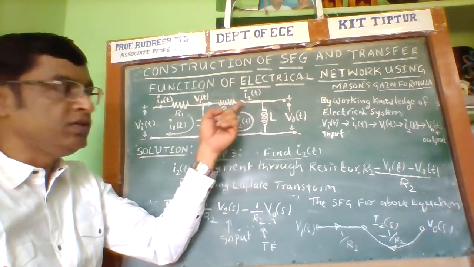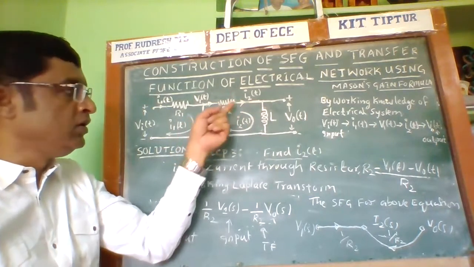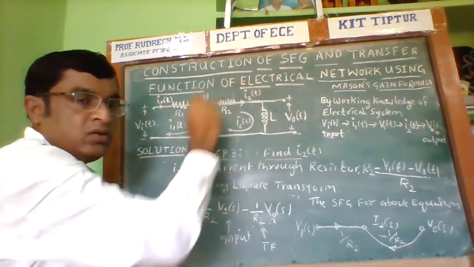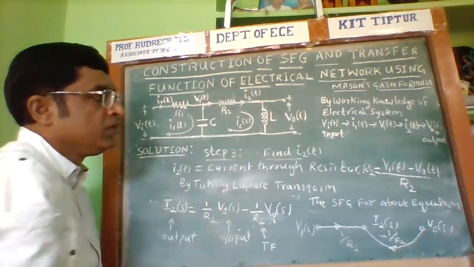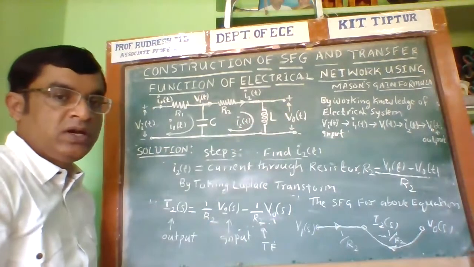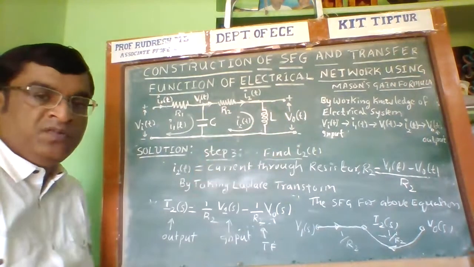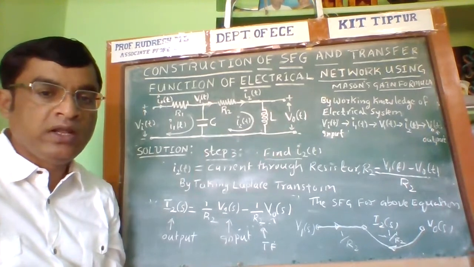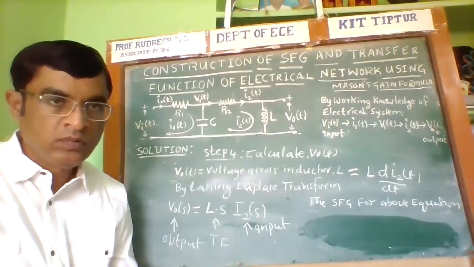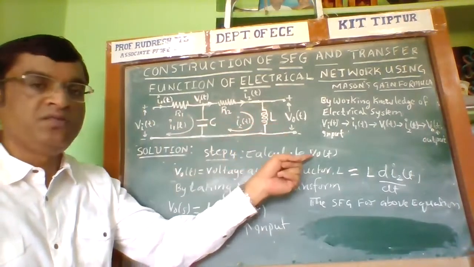In the next step, step 4, we go for calculating V0 of t. When the current I2 flows in this second mesh, then automatically the output voltage V0 of t is generated at this particular node. Now what is V0 of t? V0 of t is nothing but the voltage across the inductor L. That can be calculated in step 4, where we go for calculating the voltage across the inductor.